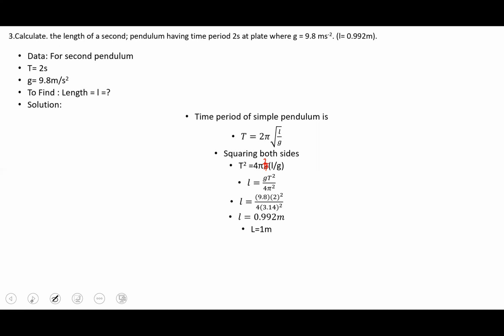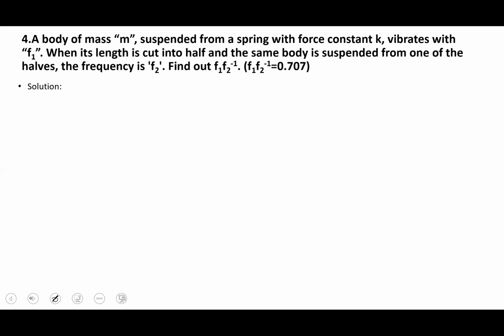Now, as we can see in the next question, let's say a body of mass M suspended from a spring with a force constant K vibrates with frequency F1. When its length is cut into half, the same body is suspended from one of the halves with frequency F2. Find out F1 divided by F2, and its answer should be 0.707.